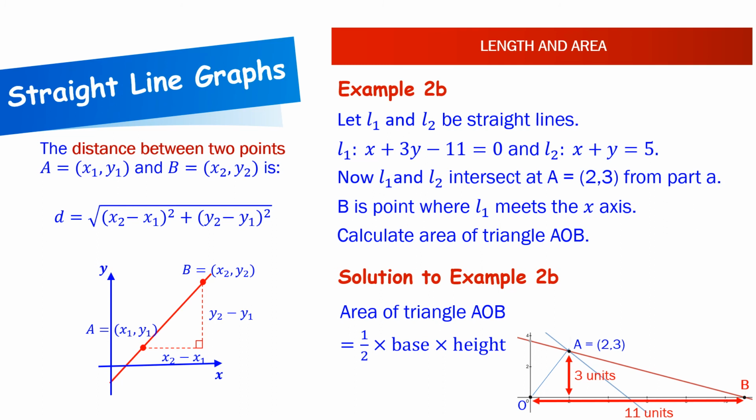The area of a triangle is half base times height, and therefore inputting the base equal to 11 and the height equal to 3 gives us that the area of the triangle is half times 11 times 3, which is 16.5.